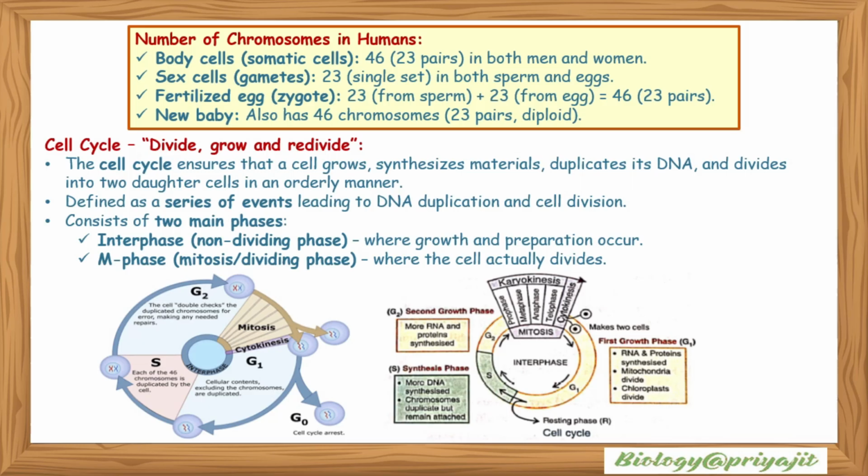The cell cycle: divide, grow and redivide. The cell cycle ensures that a cell grows, synthesizes materials, duplicates its DNA and divides into two daughter cells in an orderly manner. It can be defined as a series of events leading to DNA duplication and cell division. It consists of two main phases: interphase, the non-dividing phase where growth and preparation occur, and M phase, that is mitosis, the dividing phase, where the cell actually divides.